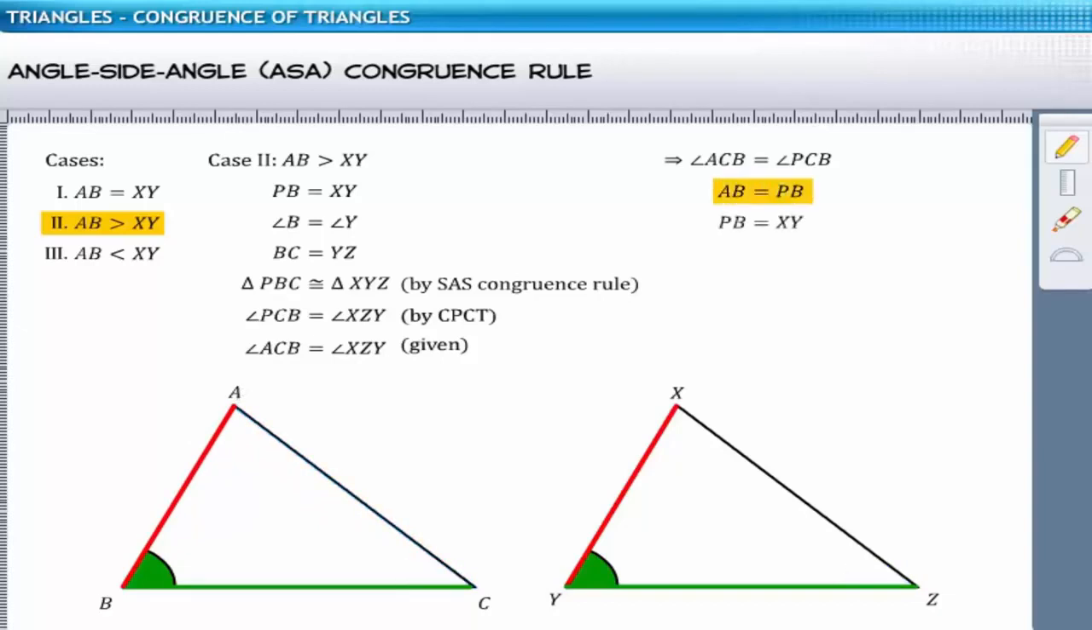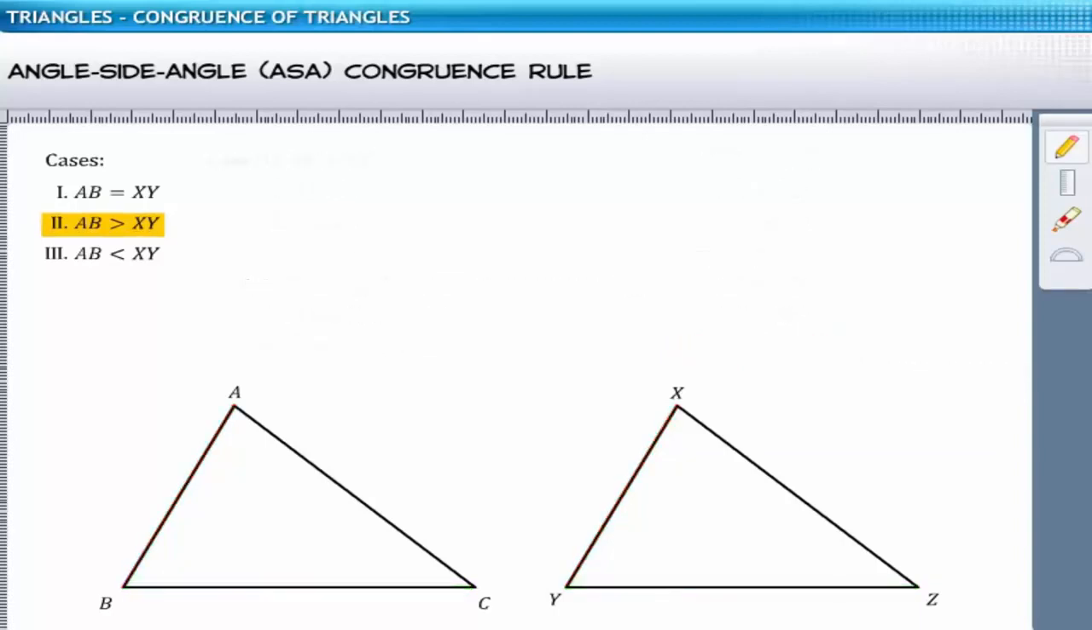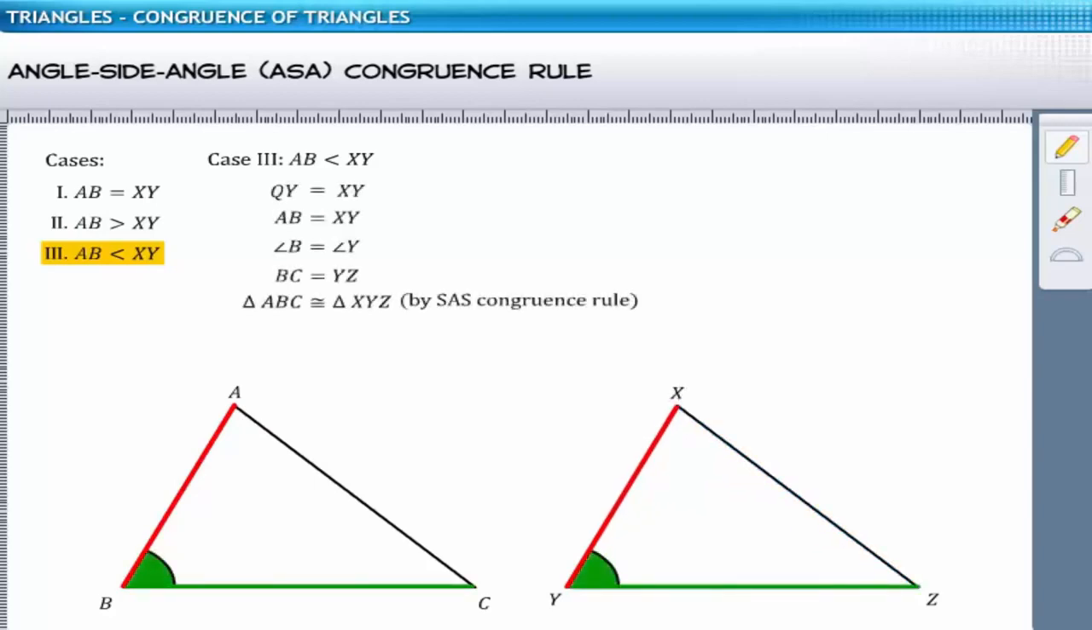So AB is equal to PB. But we have assumed that PB is equal to XY. This implies that AB is equal to XY. Also, angle B is equal to angle Y, and BC is equal to YZ. Therefore, by the SAS congruence rule, triangle ABC is congruent to triangle XYZ. Lastly, consider AB is less than XY. In this case, consider a point Q on XY such that QY is equal to AB. Proceeding the same way as we did in case 2, we can conclude that QY is equal to XY. Therefore, by the SAS congruence rule, triangle ABC is congruent to triangle XYZ.